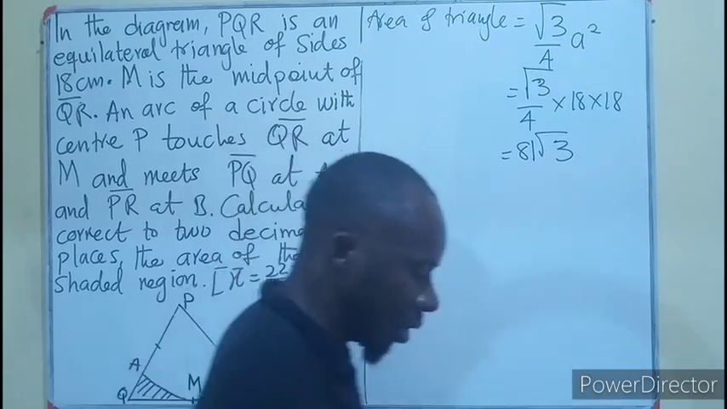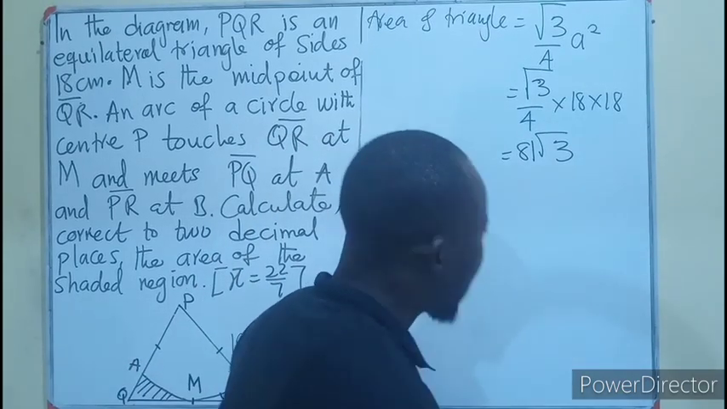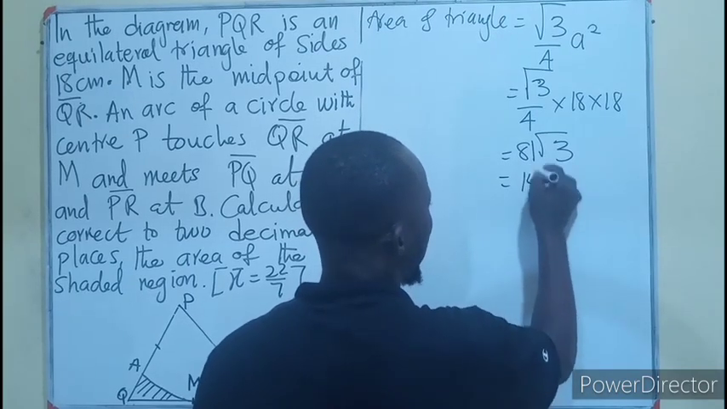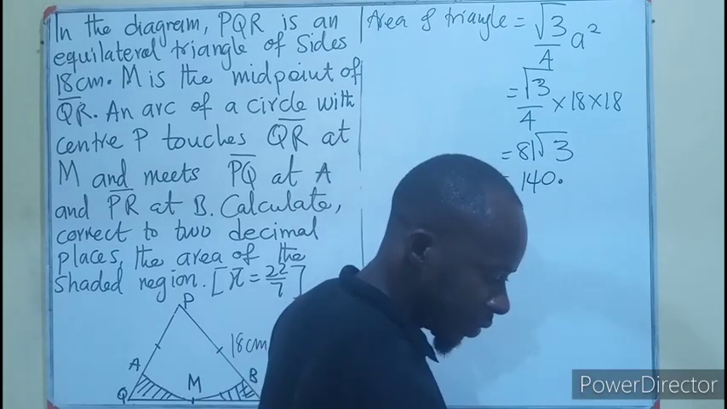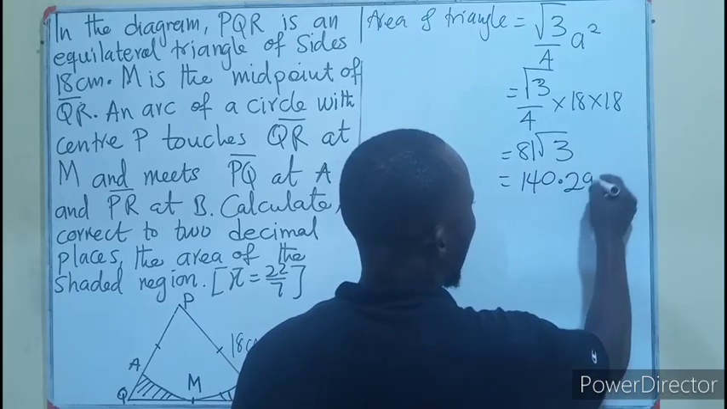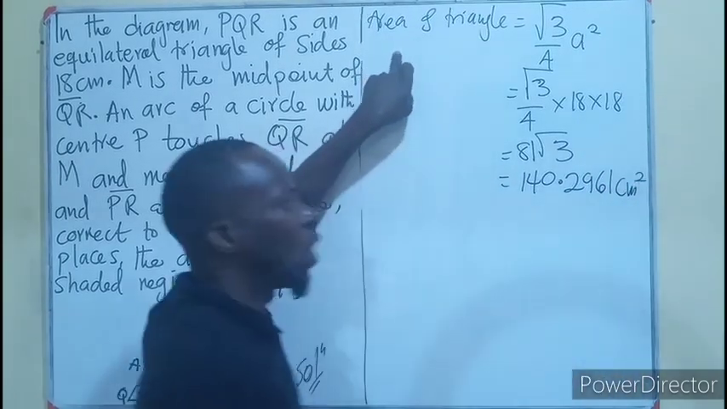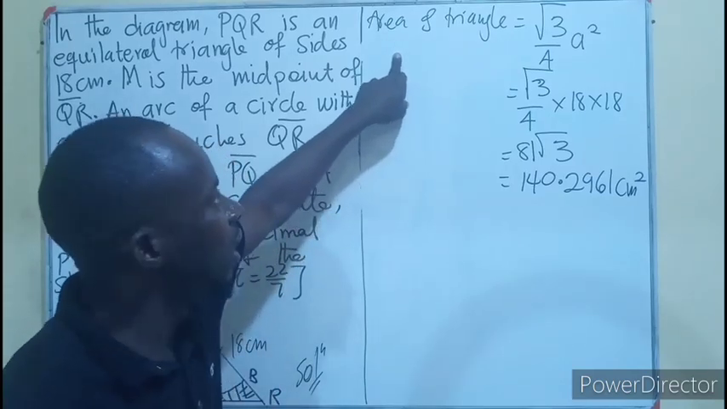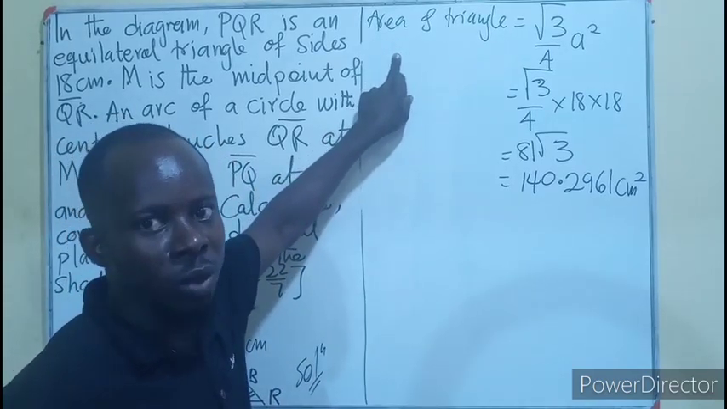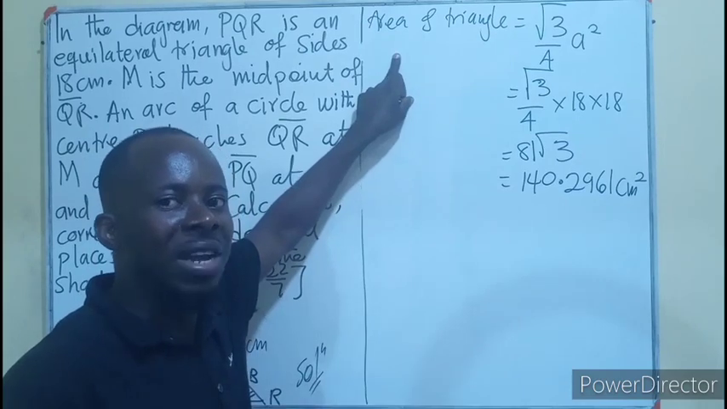If you put that in the calculator, that will give us 140.2961 centimeter squared. The area of the triangle is known. What do we need now? We need the area of the sector.